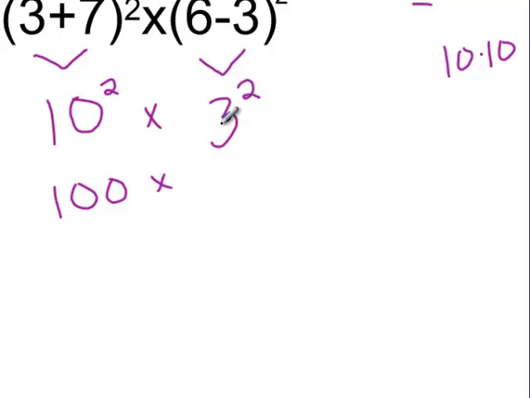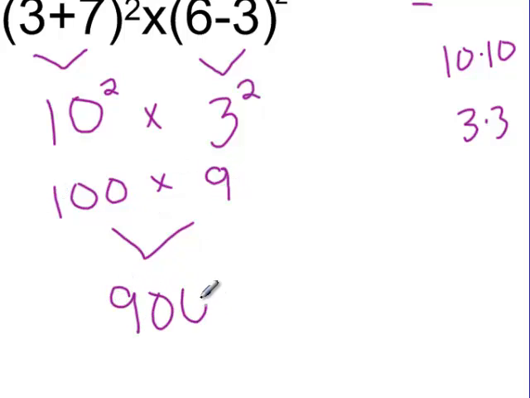And then 3 squared is 3 times 3. 3 times 3 is 9. Your final step is 100 times 9, which is 900. Yay!